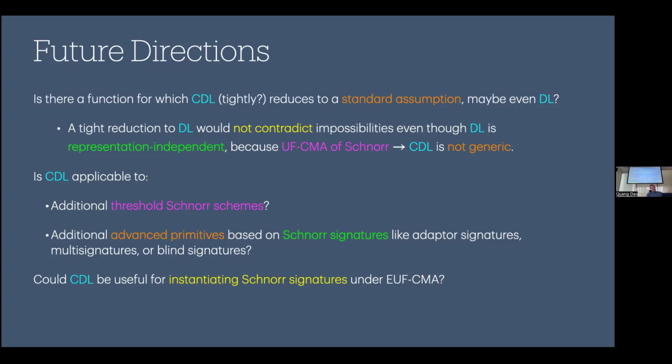Here's one question. If I have a function that satisfies CDL with respect to some group, can I then build a function which can instantiate Schnorr in the group? That's a natural question, right? And in fact, you can think of CDL as saying that you can instantiate Schnorr with the empty message and no signing queries. That's exactly what CDL is. So basically, I'm asking, can you bootstrap that to full unforgeability?